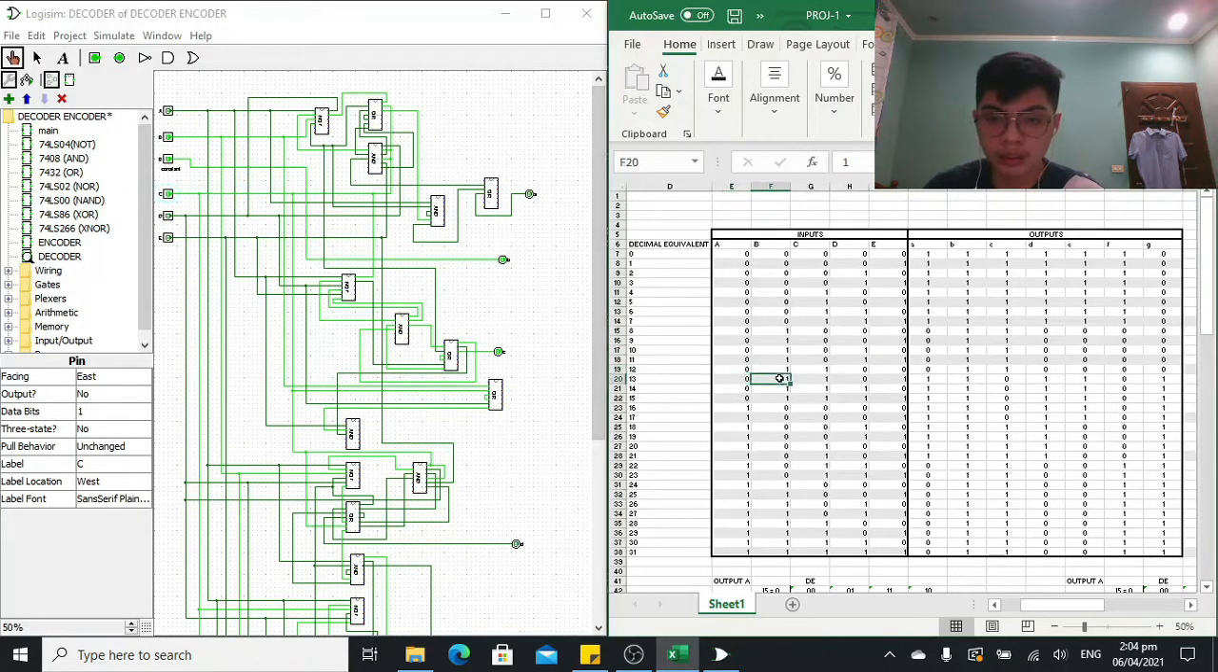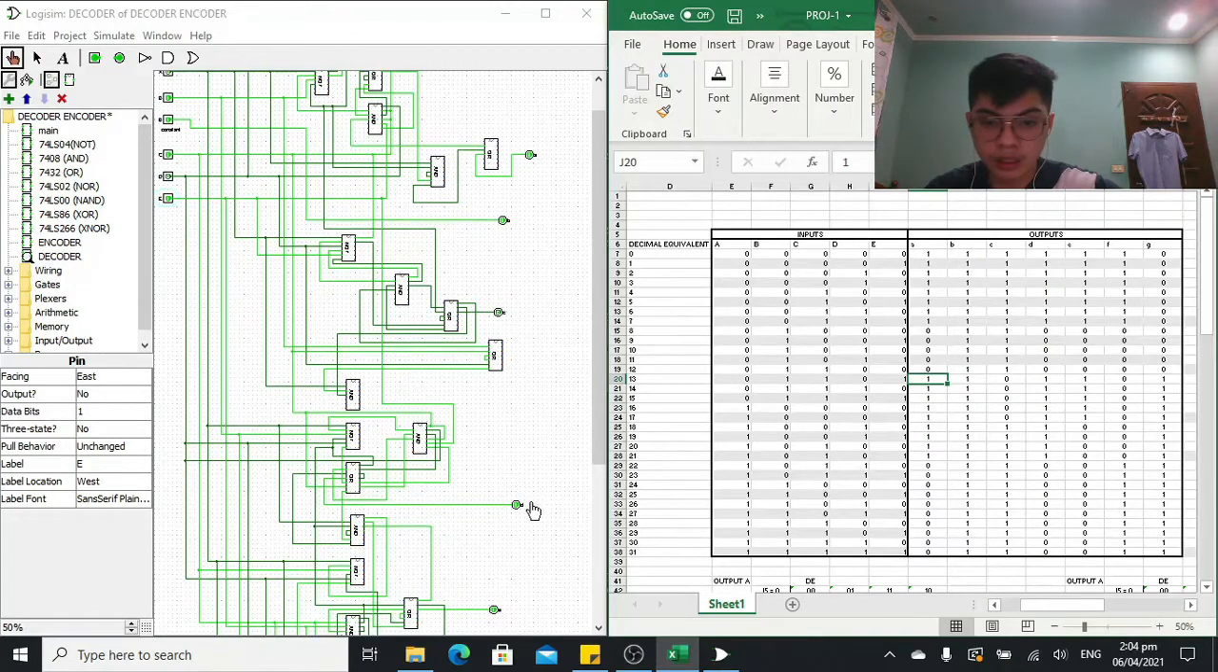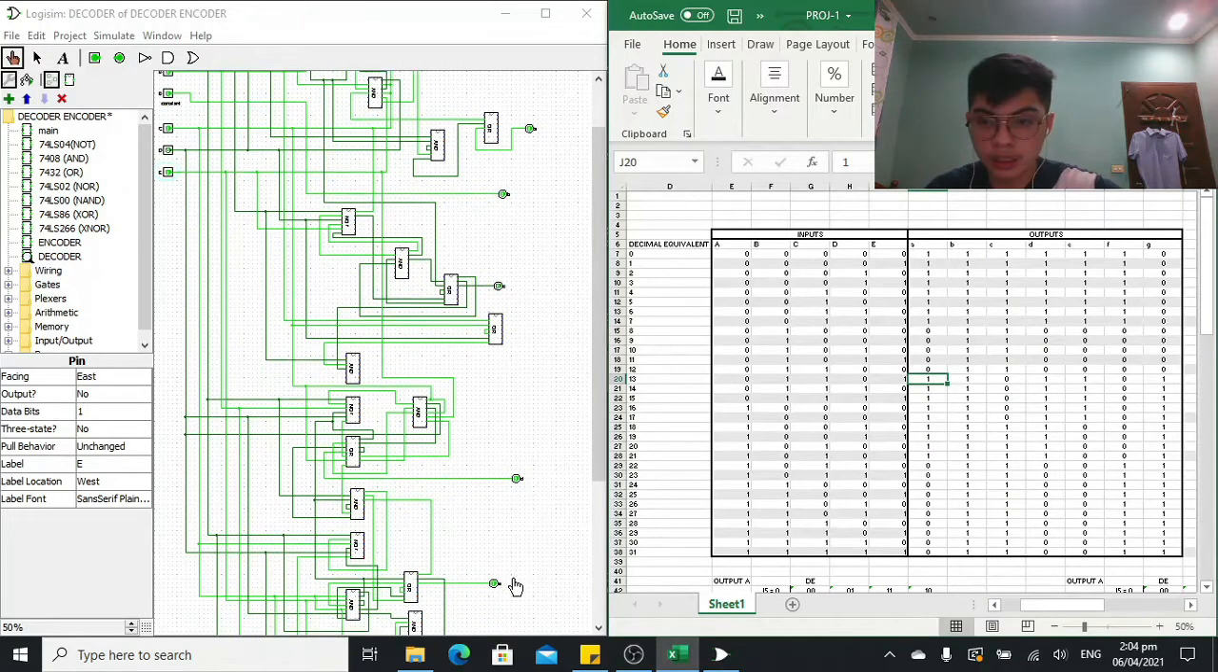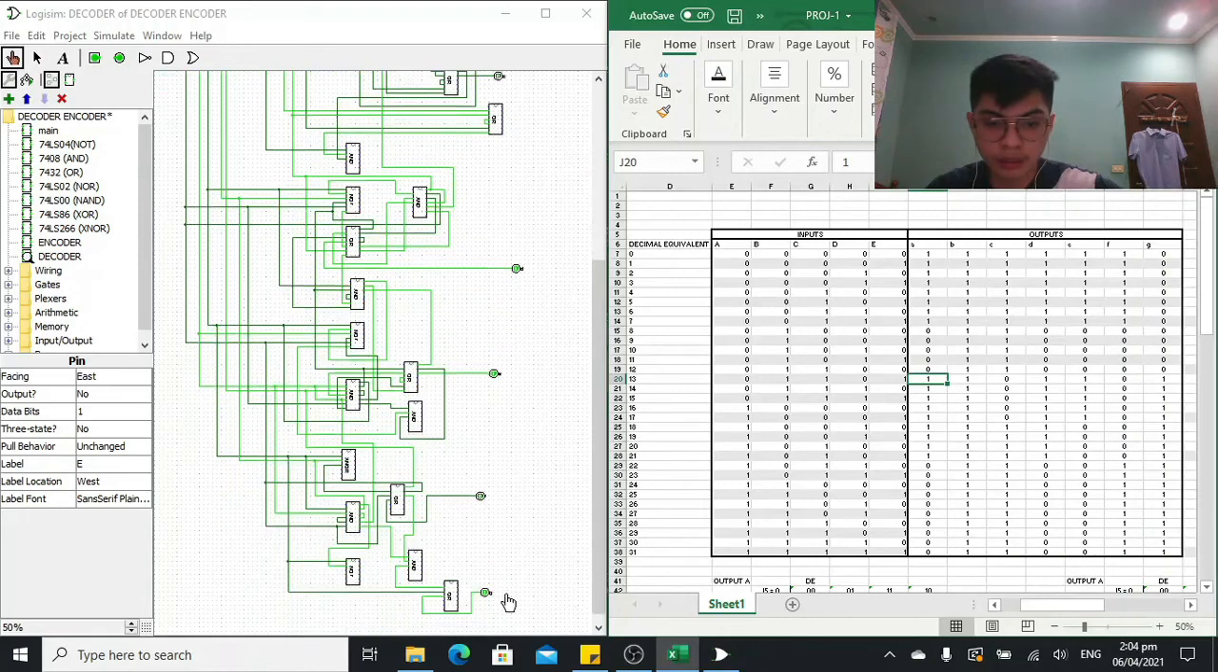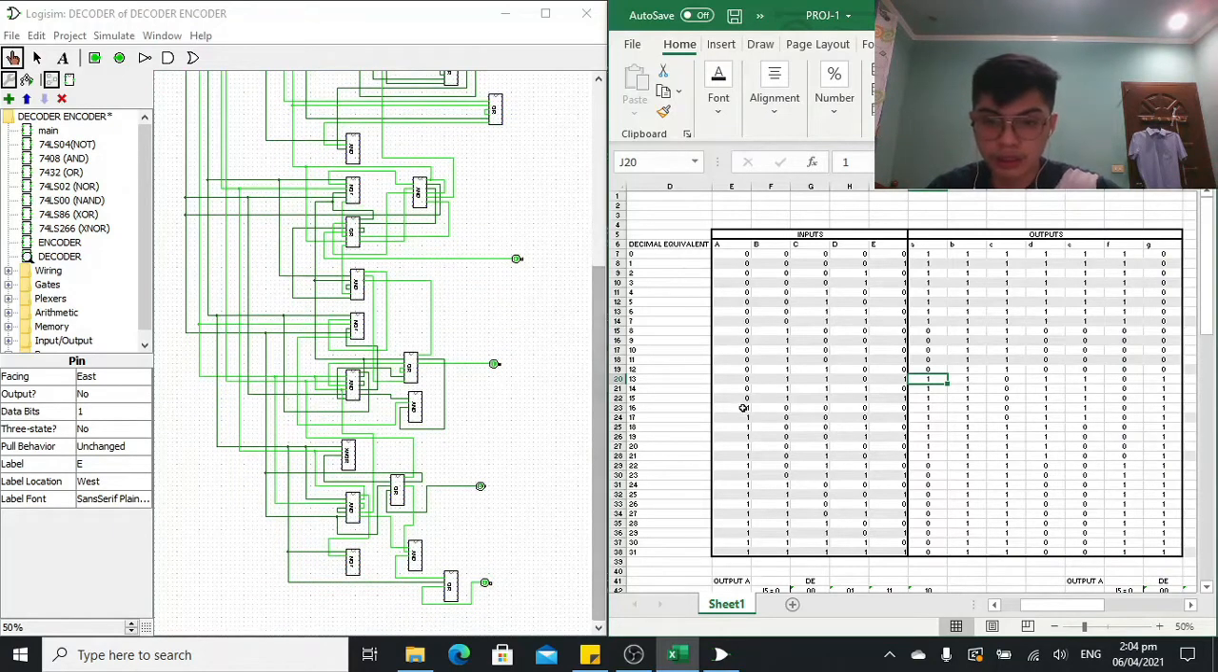Then let's try 0, 1, 1, 0, 1. Let's try this one, 13. 0, 1, 1, 0, 1. And these are A, B, C, D, E, F, then G. This is correct.